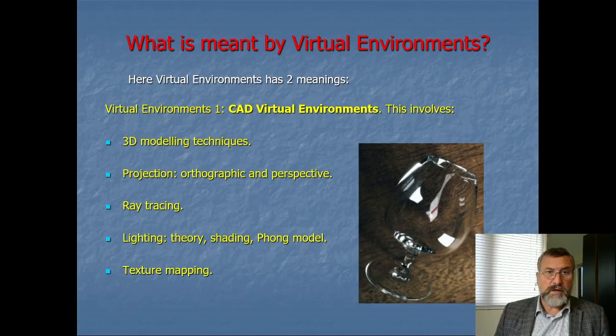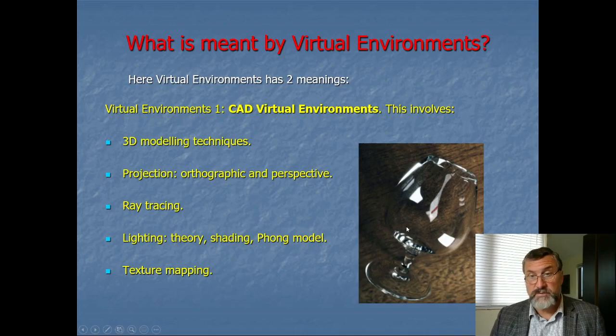Now, virtual environments, another part of the course I talk about, has two aspects really. 3D modeling techniques: one thing you can do is model things in 3D in a CAD system. Then you can generate orthographic perspectives. You can use ray tracing and Phong modeling and lighting theory, as it says here, and even texture mapping to generate photorealistic images. Like this class, which does not exist in reality. It's just been generated in computer memory. It's a virtual class.